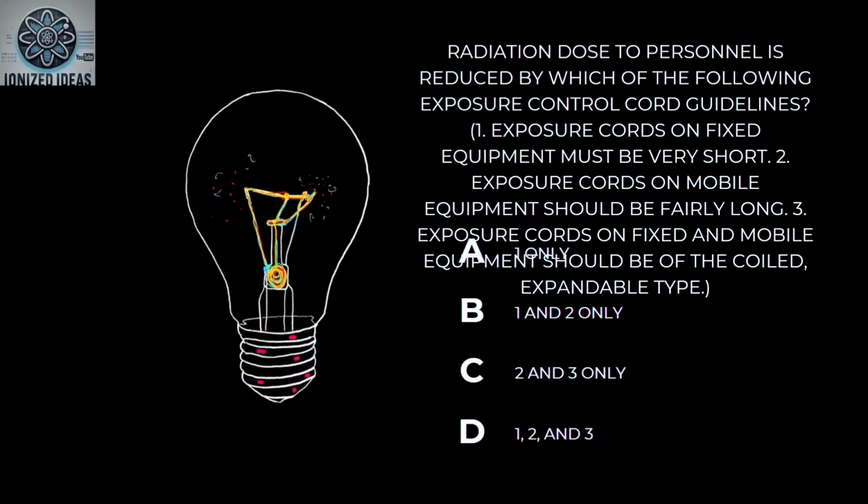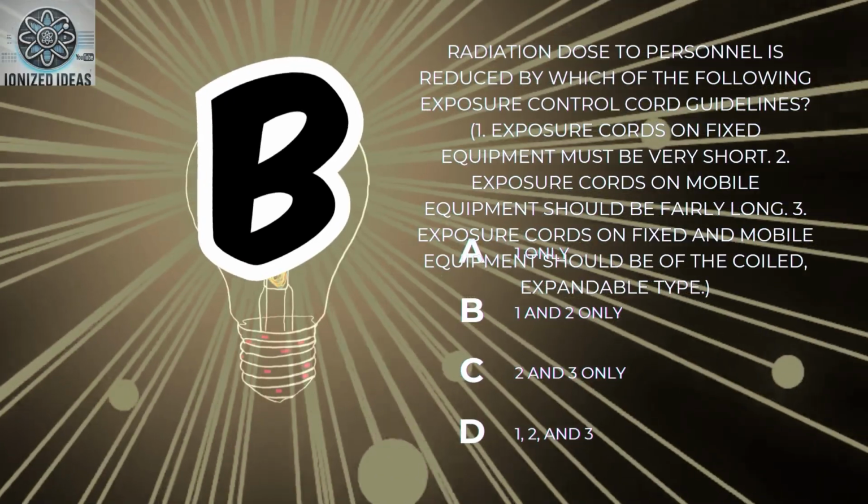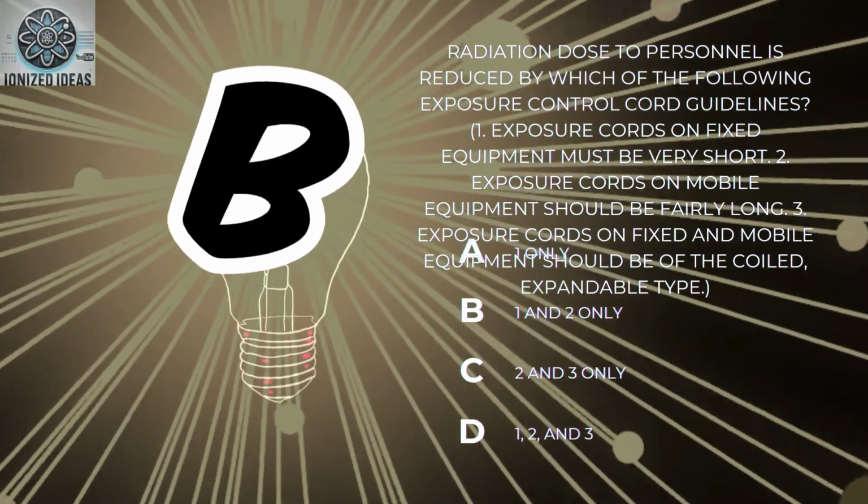Radiation dose to personnel is reduced by which of the following exposure cord guidelines? 1. Exposure cords on fixed equipment must be very short. 2. Exposure cords on mobile equipment should be fairly long. 3. Exposure cords on fixed and mobile equipment should be of the coiled, expandable type. A. 1 only, B. 1 and 2 only, C. 2 and 3 only, D. 1, 2, and 3.